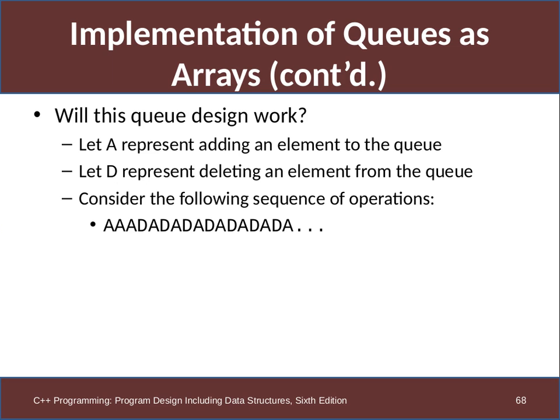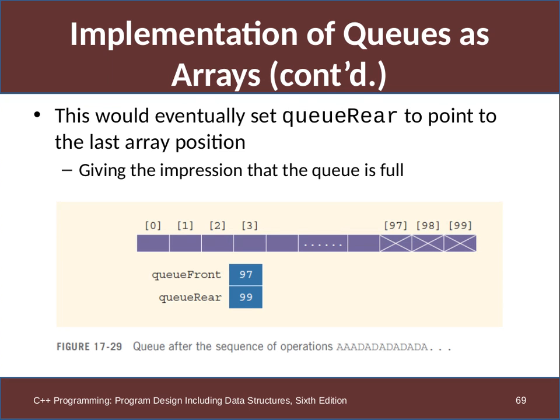Will the queue design work? What if A represents adding and D is deleting? So A, D, that's a lot. Notice we kept adding and deleting and we're going down this array. And then at the end, our queue front's at 97, the queue rear is at 99.